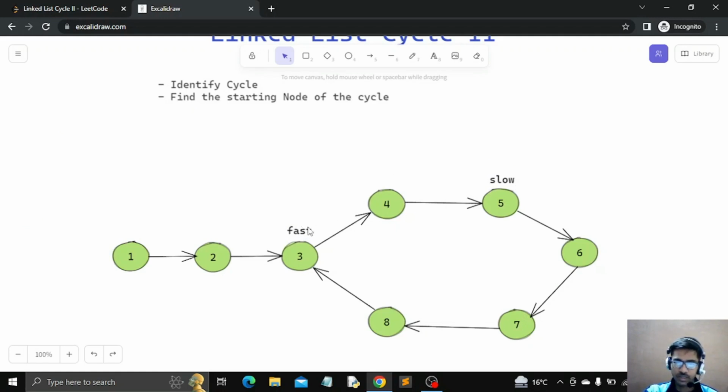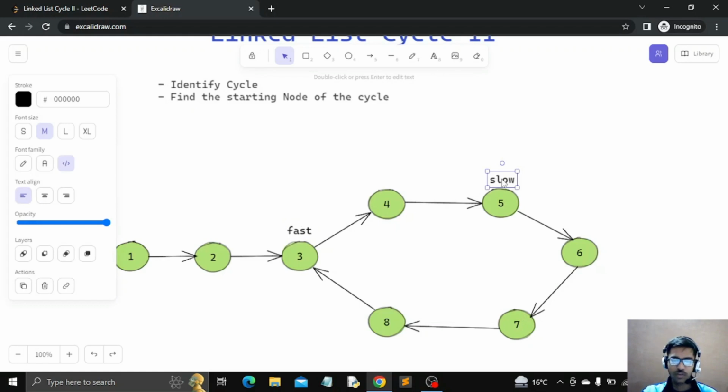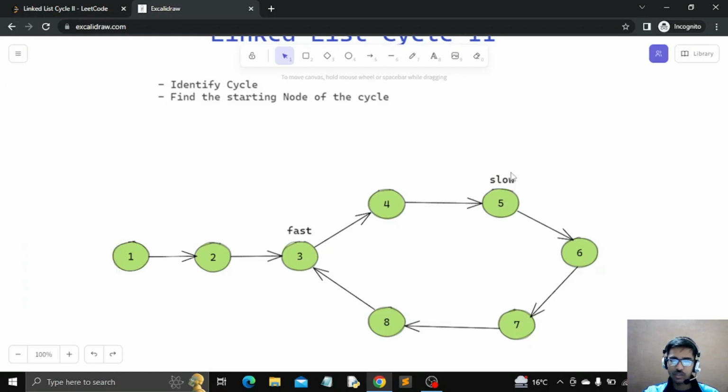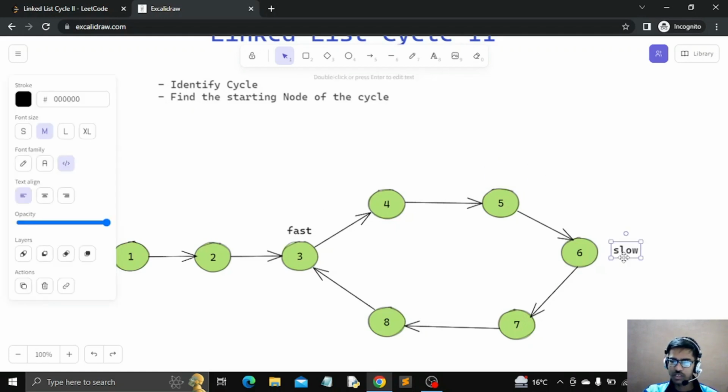Here we cannot detect how far the fast pointer is behind the slow pointer, so we cannot guarantee it. So what we'll do is continue this process. The slow pointer will move one step ahead and the fast pointer will move two steps ahead.